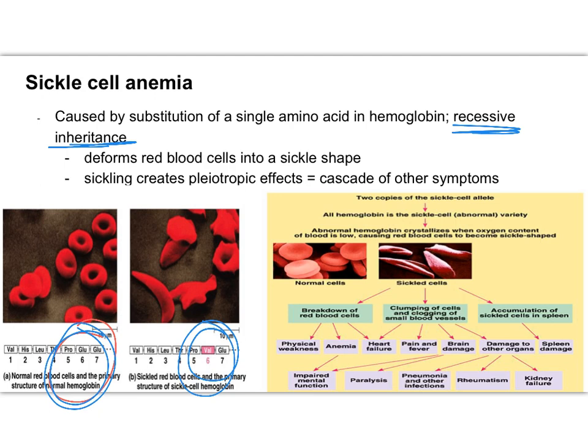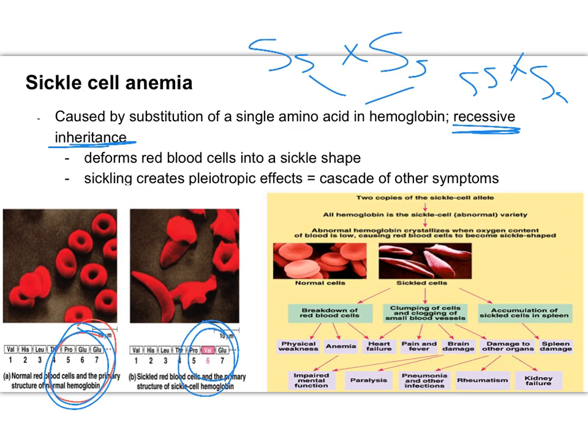This is a form of recessive inheritance, which means both parents have to be able to pass this on to their child. So either both parents need to be carriers, right, so that they can pass on little s's. One parent could have it, but then the other one has to be a carrier. Both parents could have it, right? But this is a recessive inheritance.